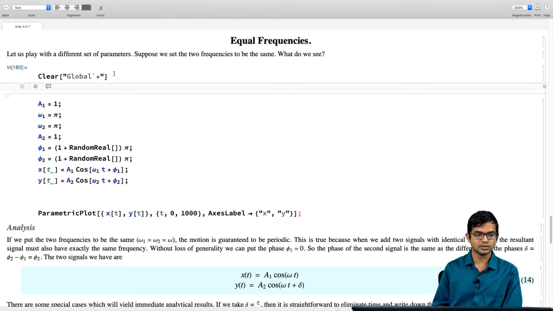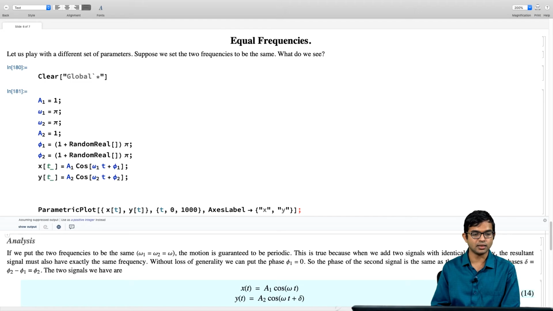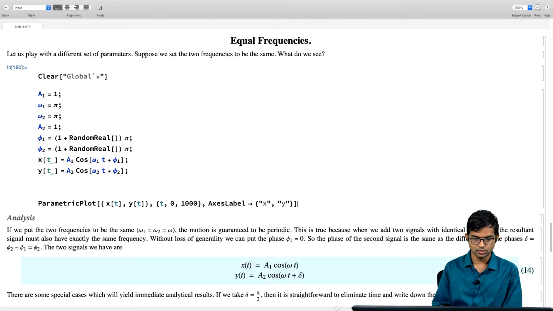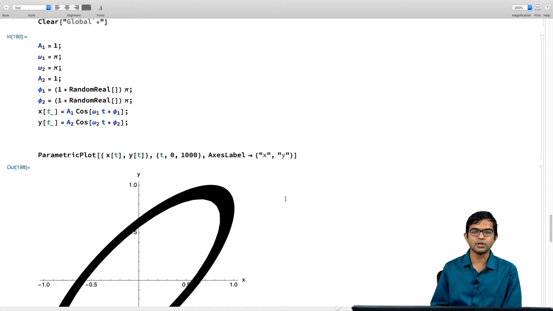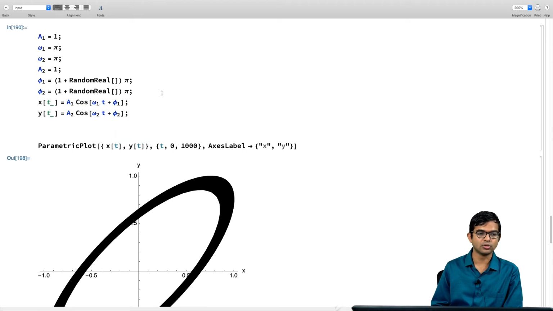Again, I will clear this. I am taking a1 to be 1, omega 1 equal to pi, omega 2 equal to pi, a2 equal to 1. Only phi 1 and phi 2, let me take them to be random, and then I'm going to add them up, and then I have a parametric plot which I will show. So this is a game that you can play, right? You can generate your own figures of this kind, using your own random variables.